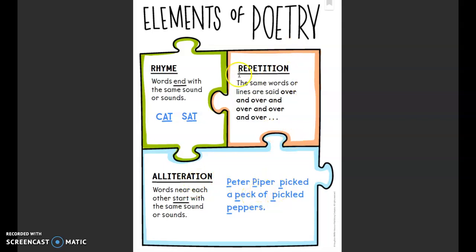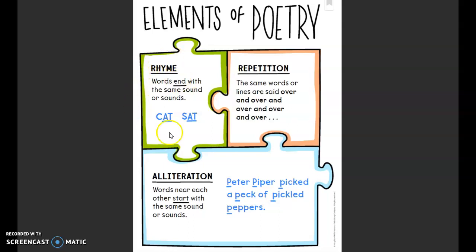All right, now let's talk about repetition. That's when you use the same words over and over again. So a lot of times in a poem, you'll see the same words or maybe a line repeated over and over again. So that means that line's important. Right? If you say something over and over again, it's got to be pretty important to you for you to keep saying it, right?